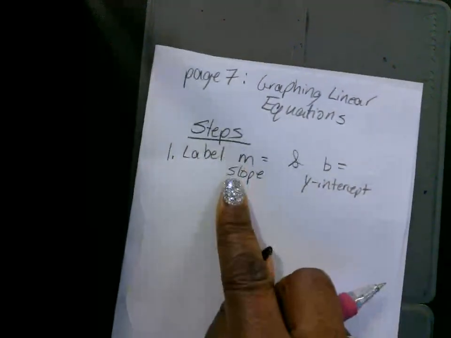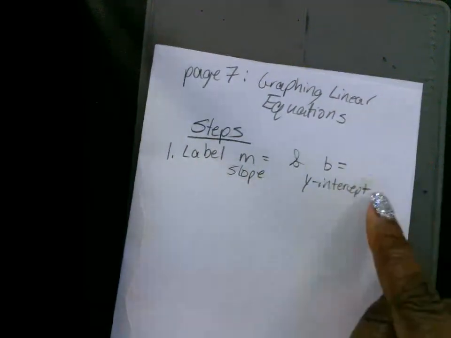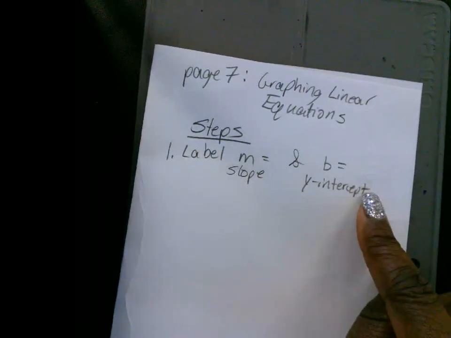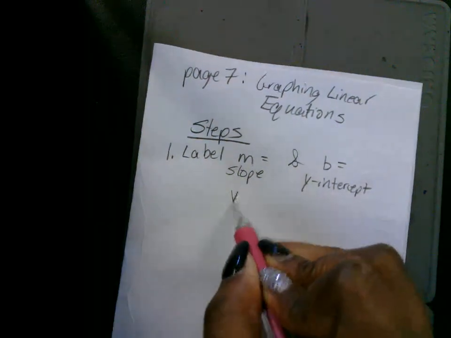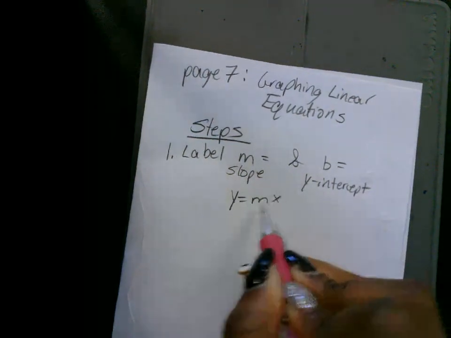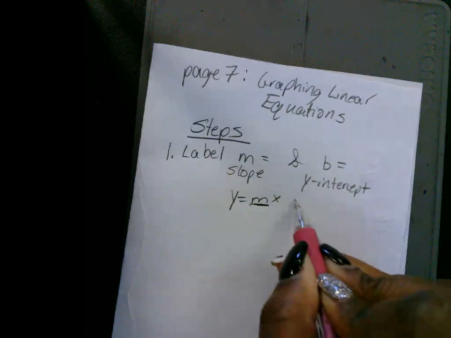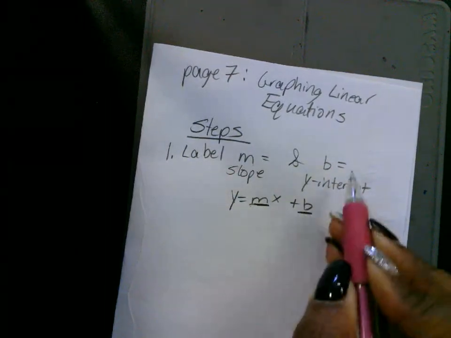Remember, this is your rise over run. This is your starting amount, or where the line crosses the y-axis. So label your M and your B. If you forget, your M is the number that's attached to the x. Your B has no variable attached to it.